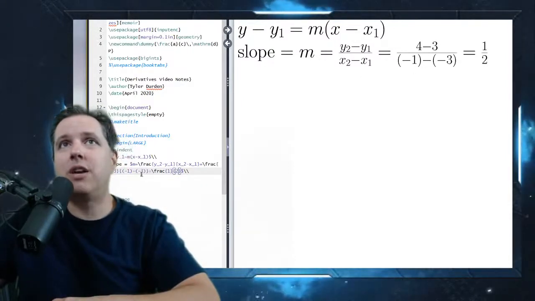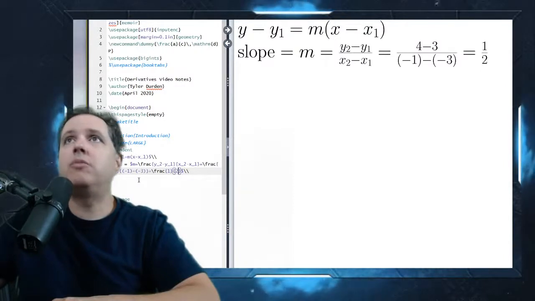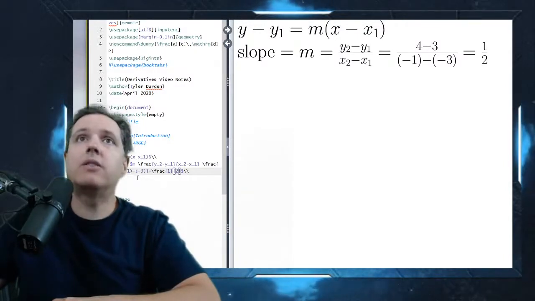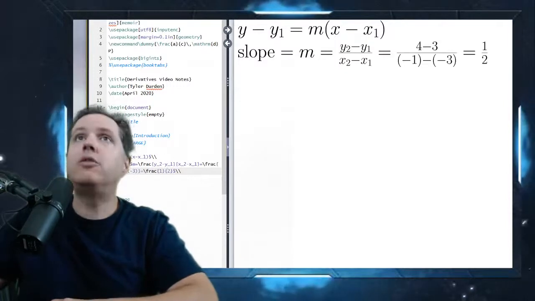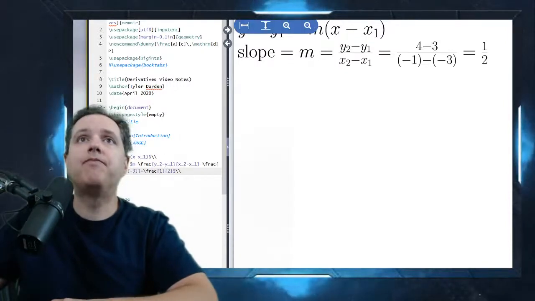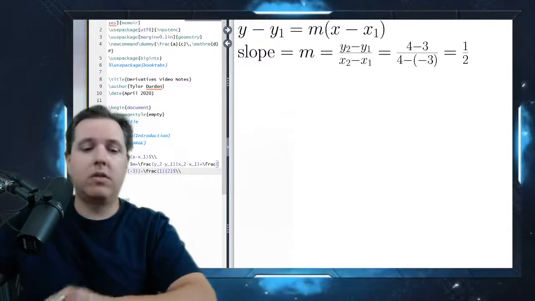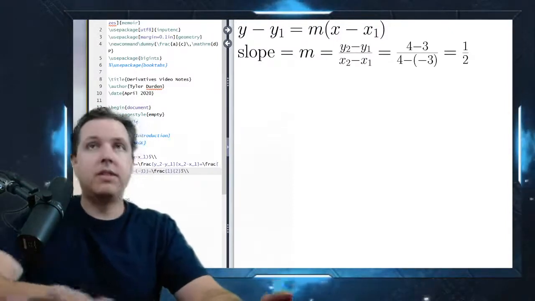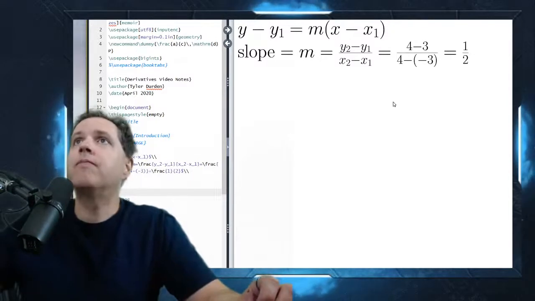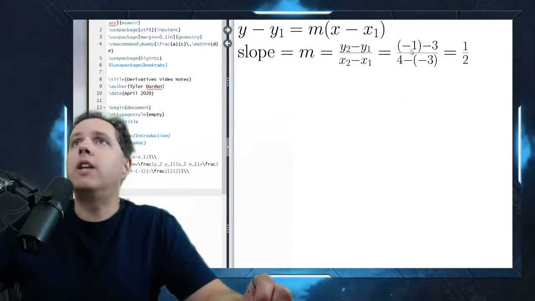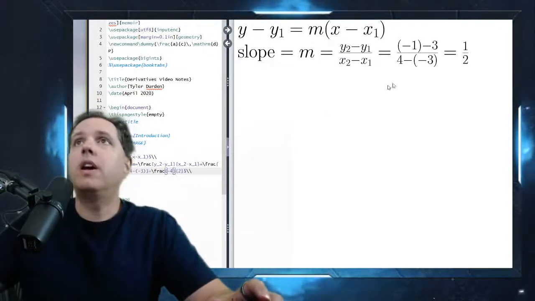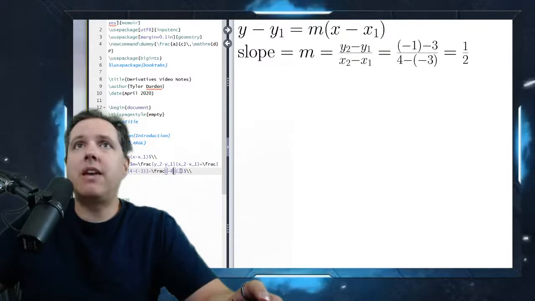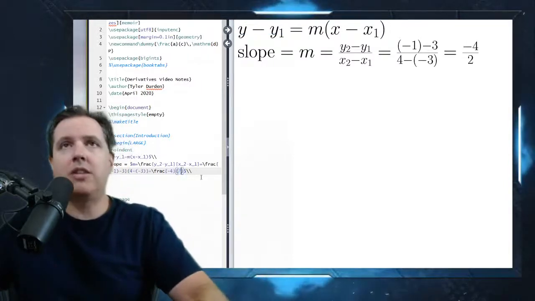So see, that's what I was talking about. It's easy to do this. So my x2 should be 4, and my y2 should be -1. There we go. Let's see if that fixes it for us. Okay, so -1 minus 3 is going to be -4, and 4 minus -3 is going to be 7. Okay, at least it looks plausible now.